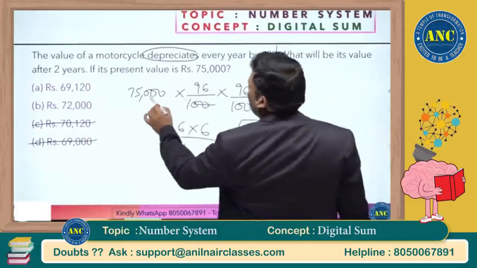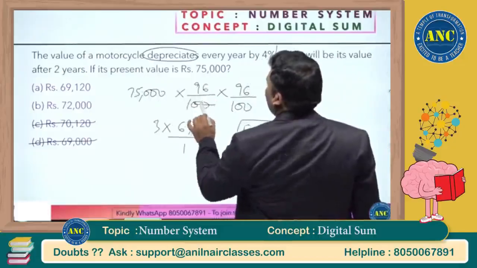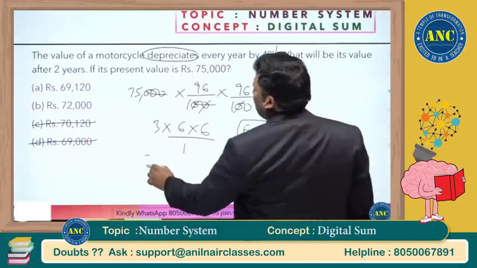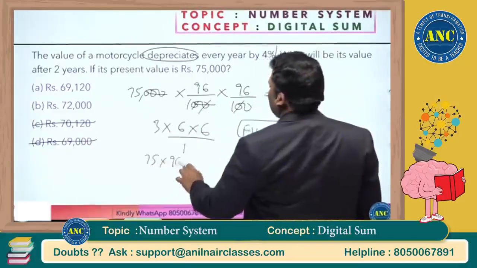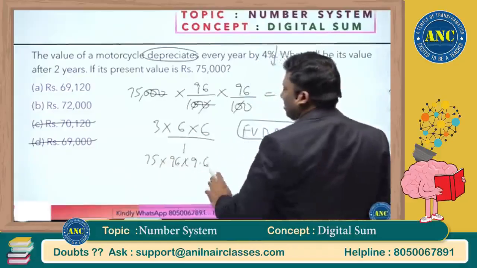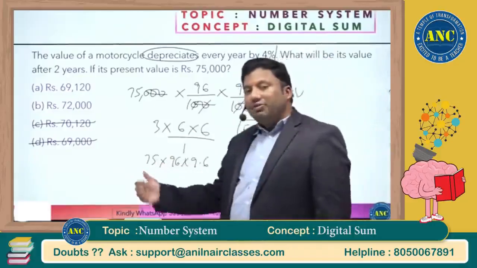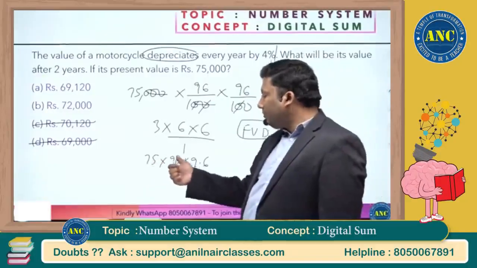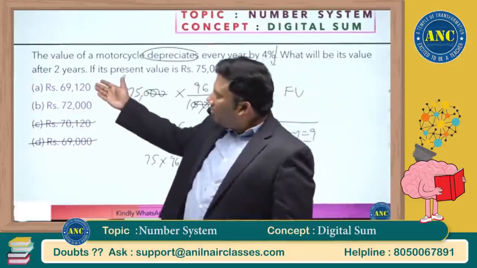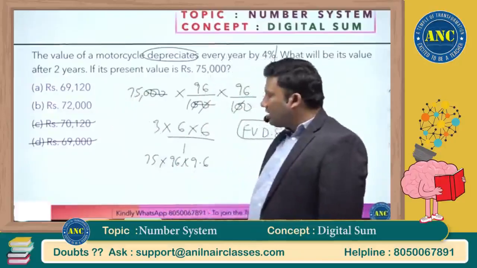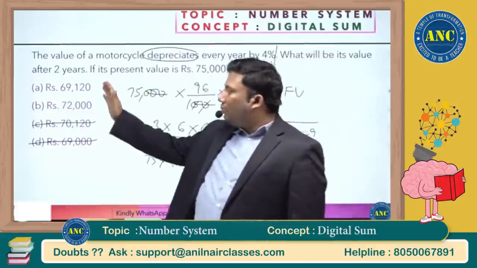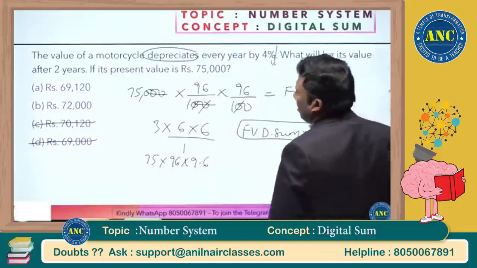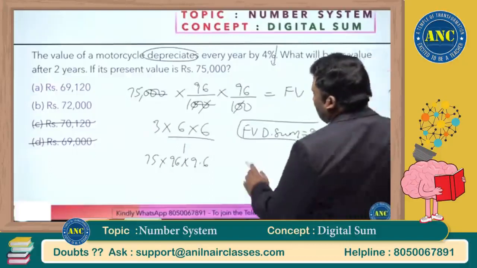Now if you see here, 75,000 into 96, 3 zeros. If you are stuck here, it is 75 into 96 into 9.6. Now see, 75 is divisible by 3. Are both divisible by 3? Yes. 96 is divisible by 4. Are both of them divisible by 4? Yes. Then we have to use the concept of, now see here.